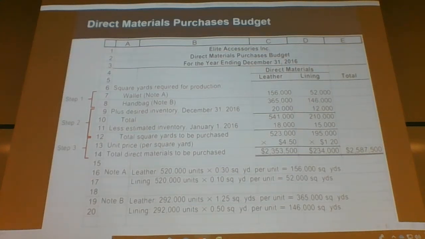We simply then multiply that by our unit price per square yard that we've already looked at, $4.50 and $1.20. We come up with $2.35 million for leather budgeted and $234,000 for the lining. Our total for both of these direct materials is $2,587,500. And that is our direct materials purchases budget for this company that makes 2 products. Each product has 2 direct materials.